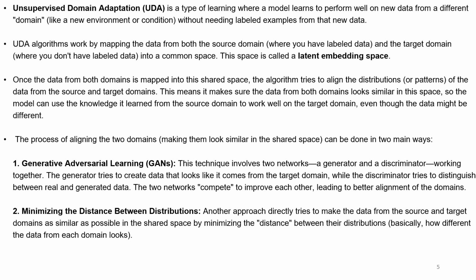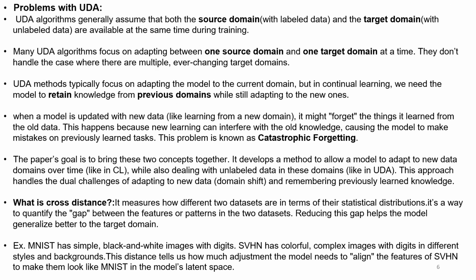In another approach, it directly tries to make the data from the source and target domain as similar as possible by minimizing the distance. But there are some problems in UDA because it assumes that all source domains and target domains are available at the same time during training, and it focuses on adapting between one source domain and one target domain. It also does not retain knowledge from previous domains while adapting to new ones. This is what we want from our model.